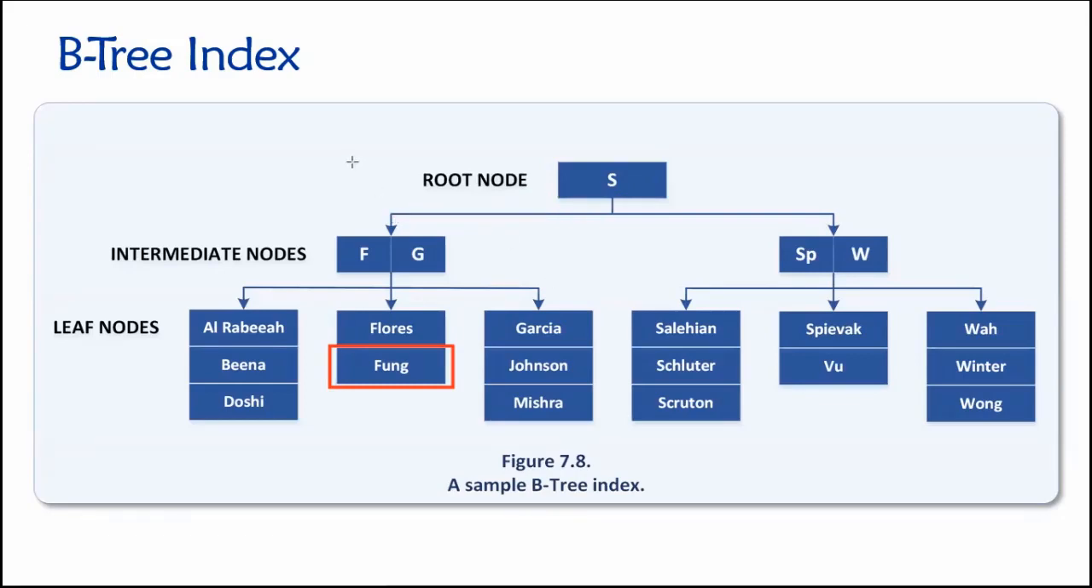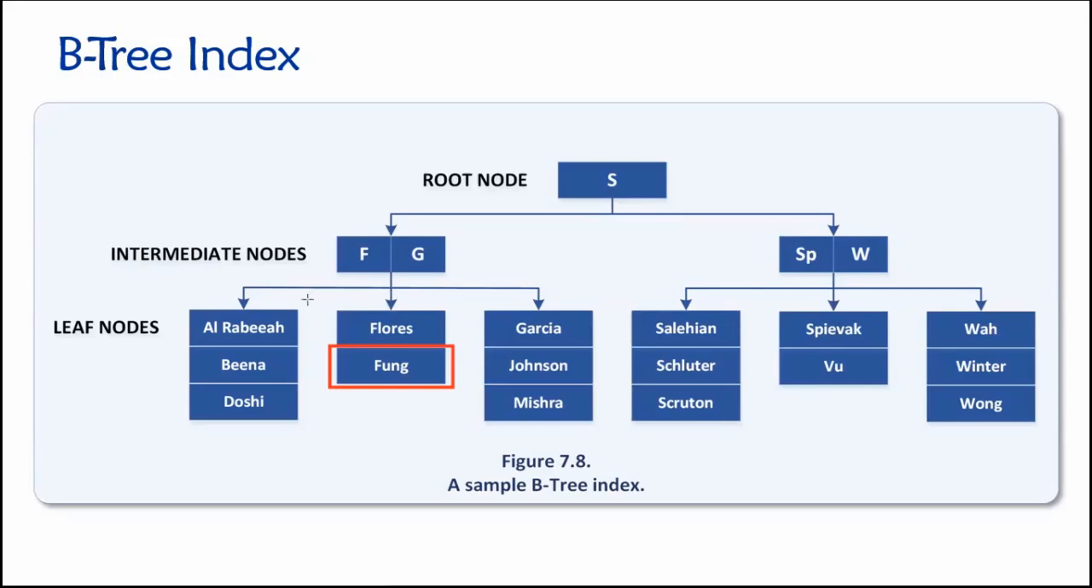Now, we start over here on the left and we say, is Fung alphabetically less than the letter F? And the answer is no, it's not, because F by itself is alphabetically smaller than Fung, which has 4 characters in it. So we then look at the next node, and this says, is Fung alphabetically less than the letter G? And the answer is yes. So we follow this path then.